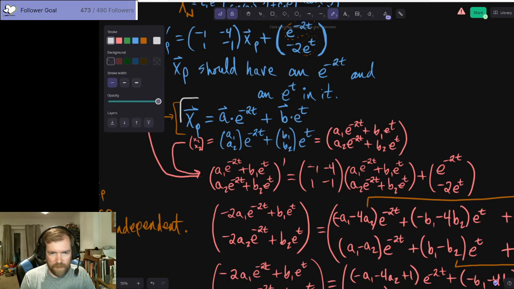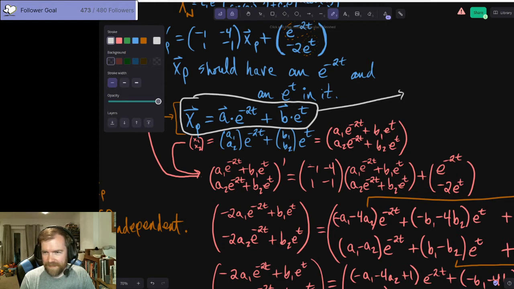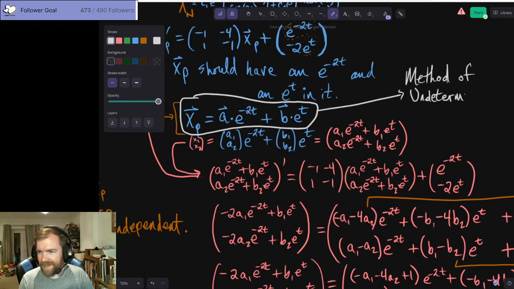Zach, you want to give that one away? The name of the method is called? Oh, this one? I would have called this undetermined coefficients. Or I actually learned from a professor at my university. He called it the method of inspired guessing. And it is, really.